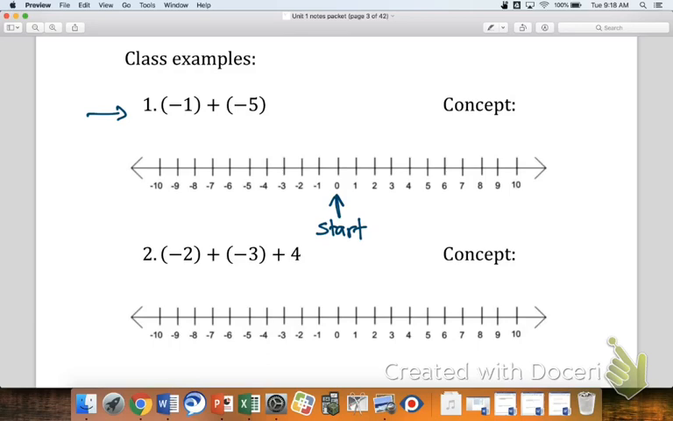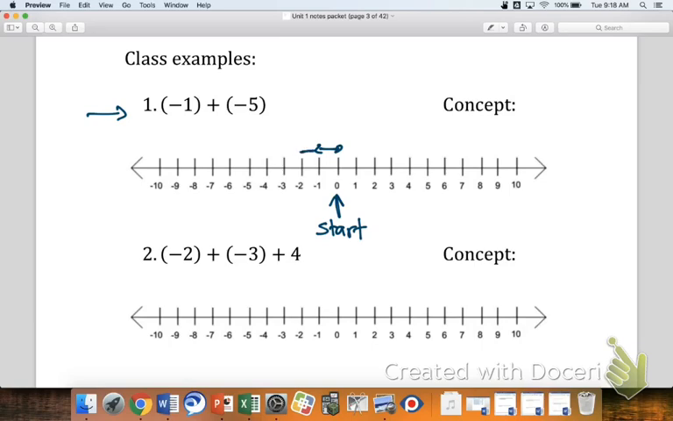So if I'm going to add -1 plus -5, I'm going to start at 0, and I'm going to go left 1, and then I add a -5. That means go left again. So it basically means left, left. I went left 1, and I'm going to go left 5.